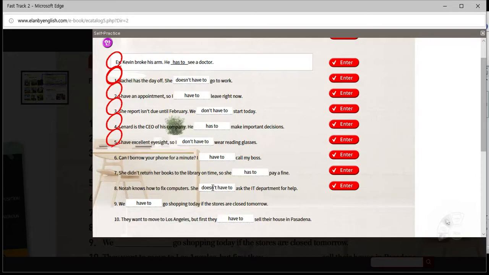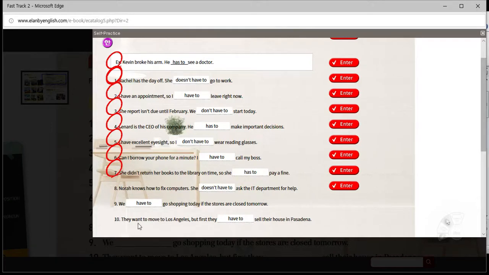All right, and that's the correct form. That's number 8. Good. Number 9, number 10. So we have to go shopping today if the stores are closed. So if the stores are closed tomorrow, we have to go shopping today. This is a common phrase on Saturdays. Sometimes on Sundays, the stores are closed, so you have to go shopping today. You must, or else you have to wait until Monday.